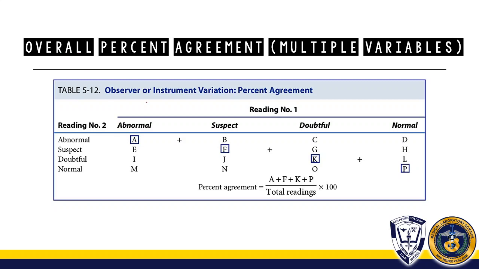As you can see in the boxes, we look at where Observer 1 and Observer 2 agreed: they agreed on abnormal, on suspect, on doubtful and normal. Then you just add up everything, divide by the total readings, times 100. Okay?